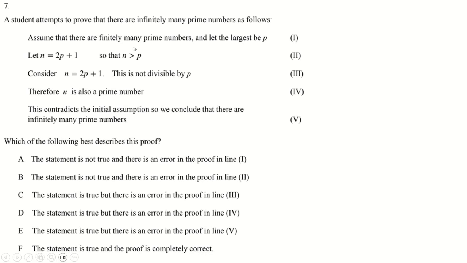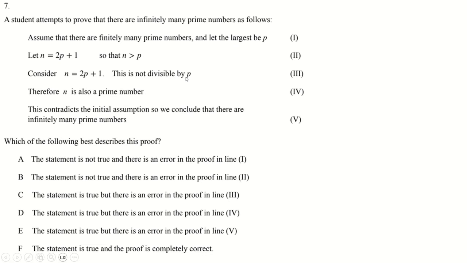Good, so we all know that there are an infinite number of primes, so I can say for sure that the answer is definitely C, D, E, or F, because the statement is true. It's just whether or not this particular proof actually works. Assume there are finitely many primes, so it sounds like the standard proof. Let the largest be p, let n equal 2p plus 1.